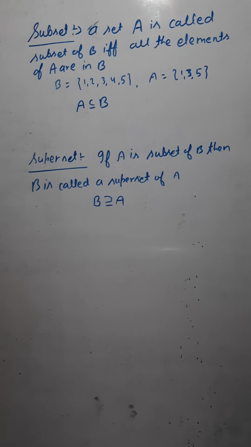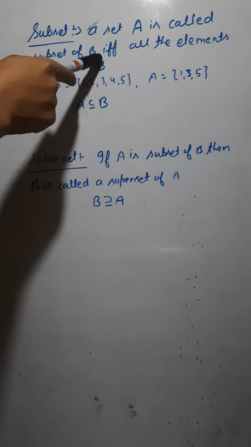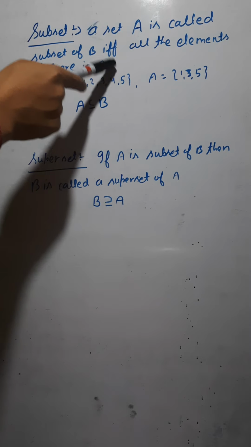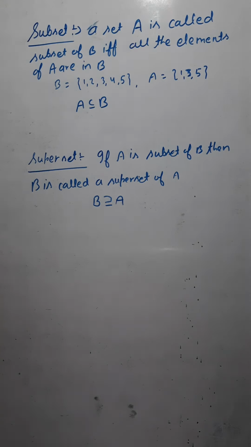So now here we have two more types of sets. First one is subset. What is a subset? A set A is called a subset of B if and only if all the elements of A are in B.